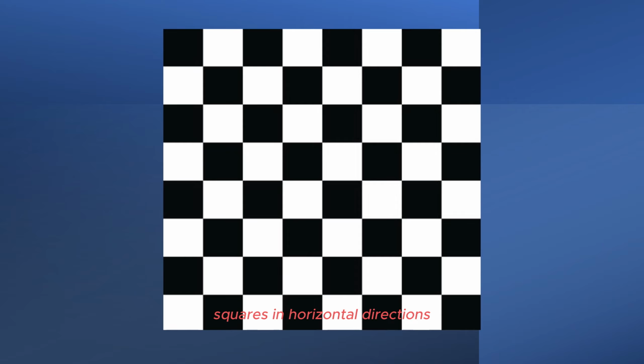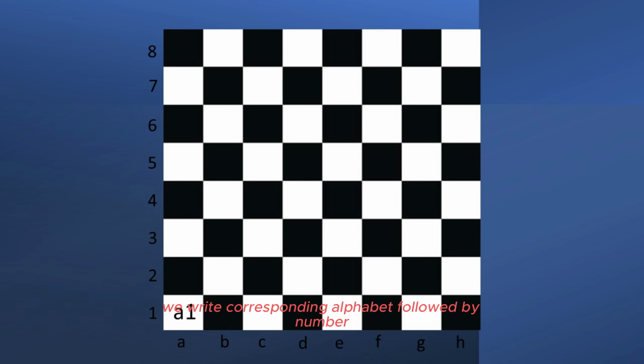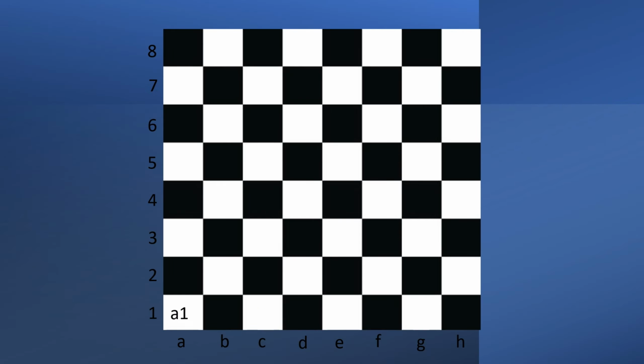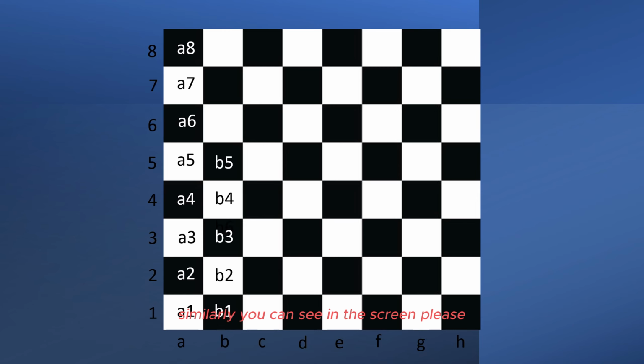Squares in horizontal directions are given alphabetical names, A to H, and squares in vertical directions are given numbers from 1 to 8. As you can see, A, B, C, D, E, F, G, H and 1, 2, 3, 4, 5, 6, 7, 8. For each square we write the corresponding alphabet followed by number. A1, A2, A3, A4, A5, A6, A7, A8. Similarly, you can see on the screen.